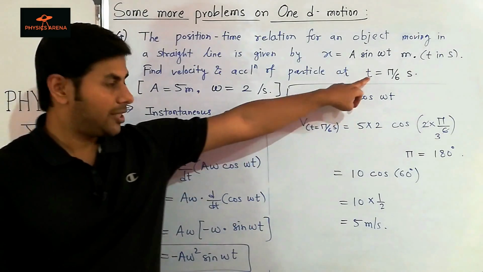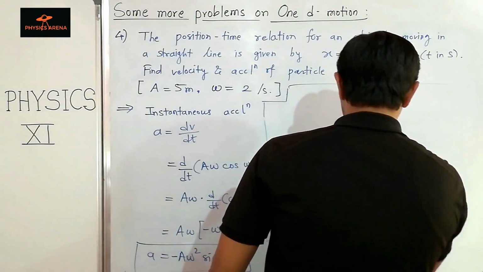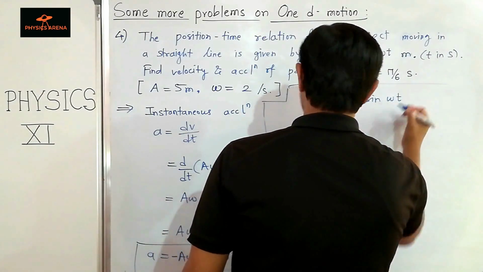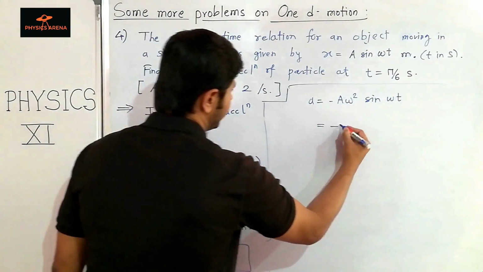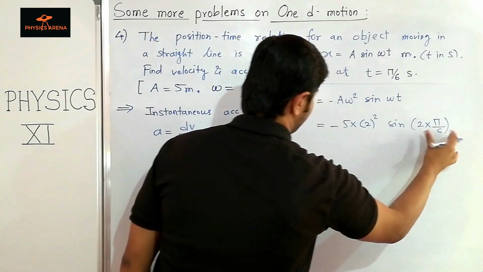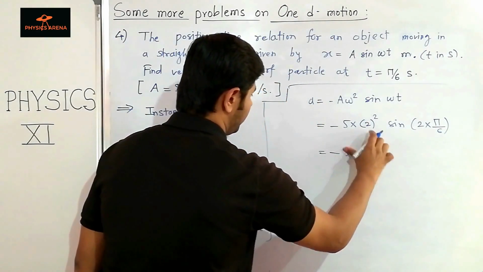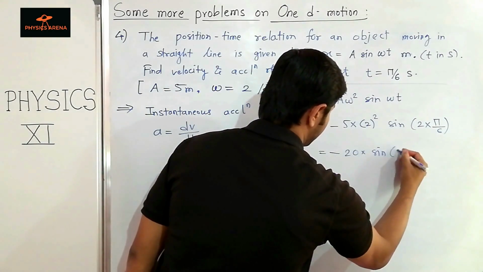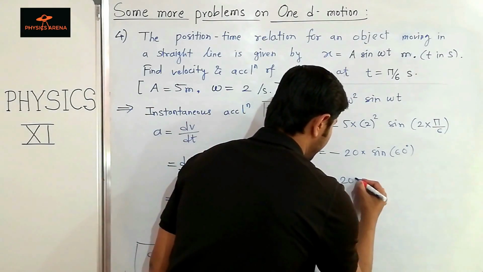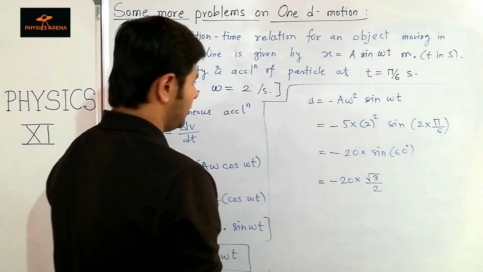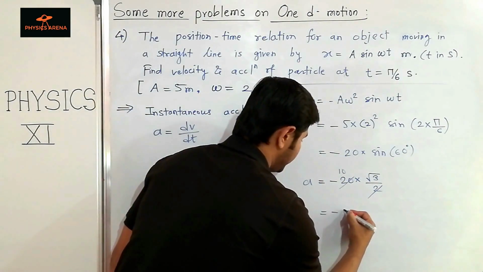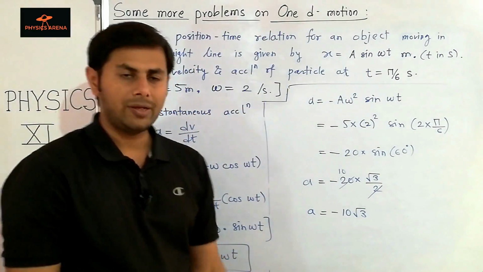Now let's find acceleration at t equals pi by 6 seconds. So this is going to be a equals minus a omega square into sine of omega t. Let's substitute the values. So a is 5, omega is 2, 2 square into sine of 2 times pi by 6, which we know is 60 degrees. This is 5 times 4 is 20, multiplied by sine of 60 degrees, and we know that sine of 60 degrees is root 3 by 2. So this is minus 20 multiplied by root 3 divided by 2. So 20 by 2 is 10. Acceleration is minus 10 root 3, and the unit should be meter per second square.